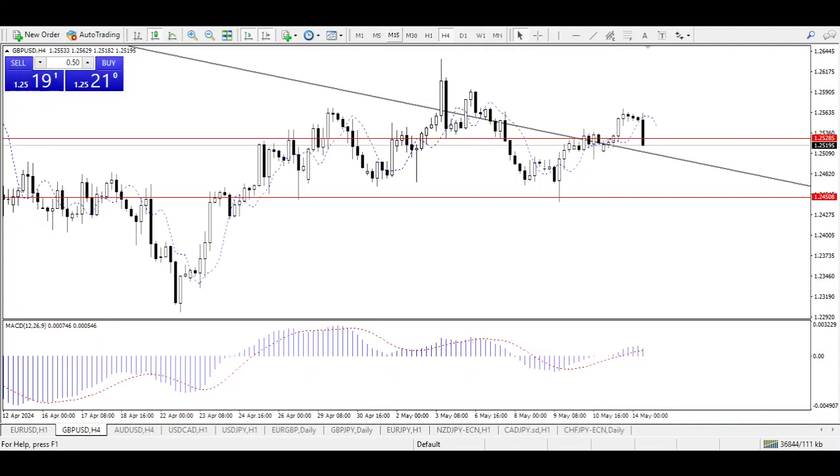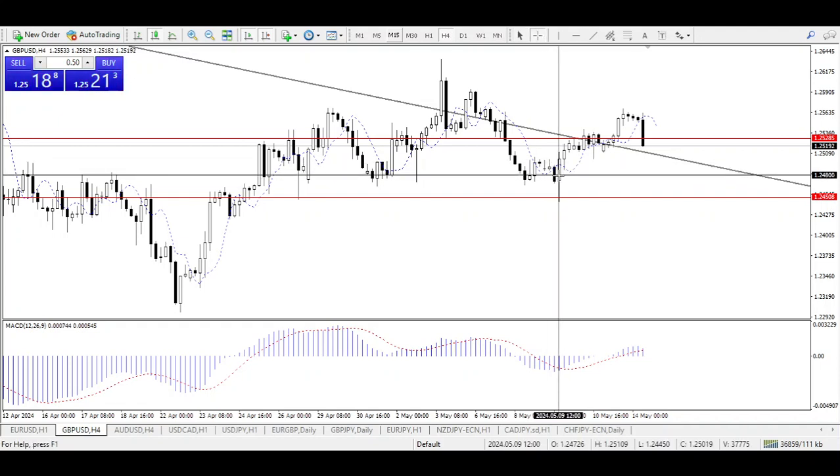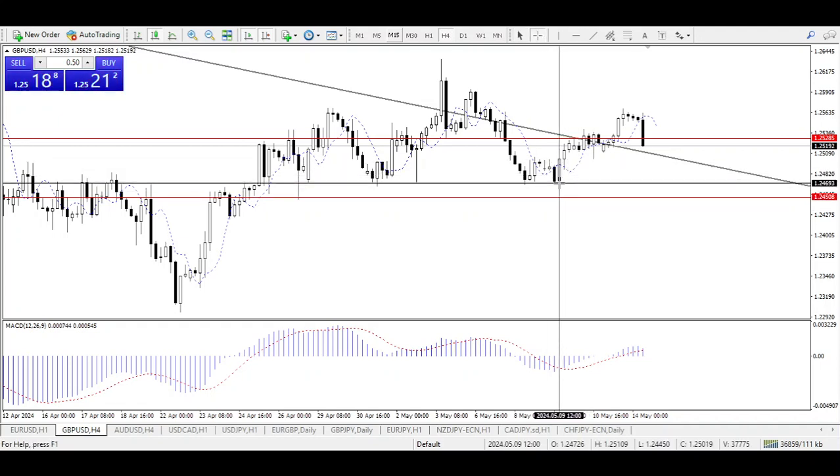May 9, Thursday, was when the Bank of England released its interest rate decision and also held a press conference. It was really surprising for novice traders to understand what happened there, which caused this upward movement.